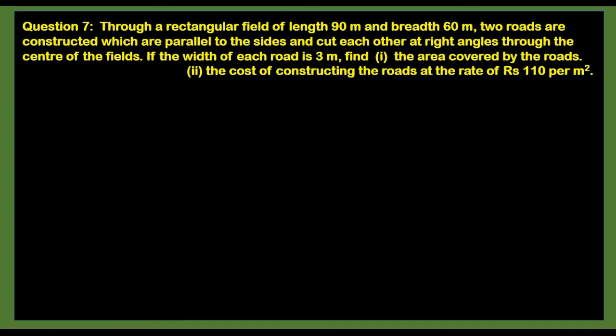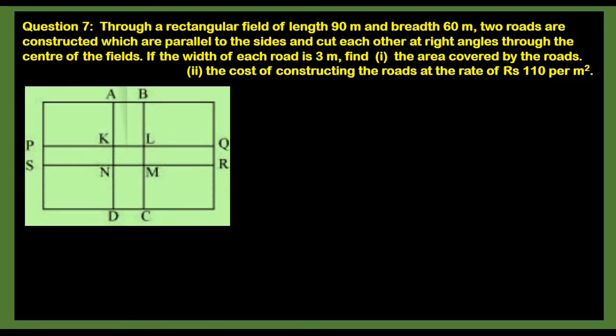Through a rectangular field of length 90 meter and breadth 60 meter, two roads are constructed which are parallel to the sides and cut each other at right angles through the center of the field. If the width of each road is 3 meter, find first the area covered by the roads, and the second part of the question, the cost of constructing the roads at the rate of rupees 110 per meter square.